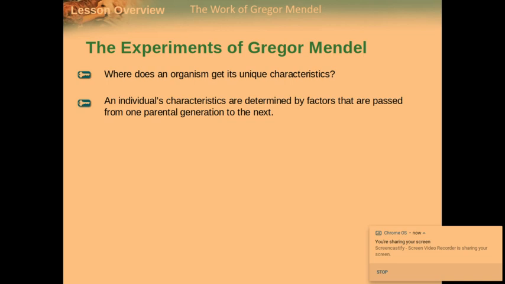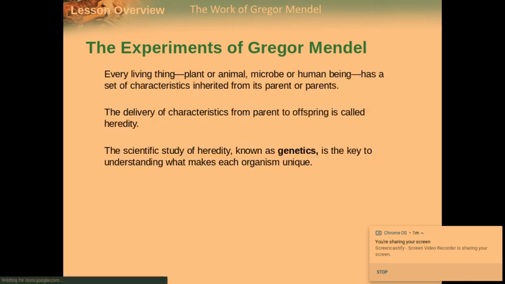So the experiments of Gregor Mendel. Mendel is considered the father of modern genetics. And some of the questions that he looked at are: where does an organism get its unique characteristics? An individual's characteristics are determined by factors that are passed from one parental generation to the next. Every living thing, plant or animal, microbe or human being, has a set of characteristics inherited from its parent or parents. Delivery of characteristics from parent to offspring is called heredity. So there's a difference between heredity and genetics. The scientific study of heredity, known as genetics, is the key to understanding what makes each organism unique.